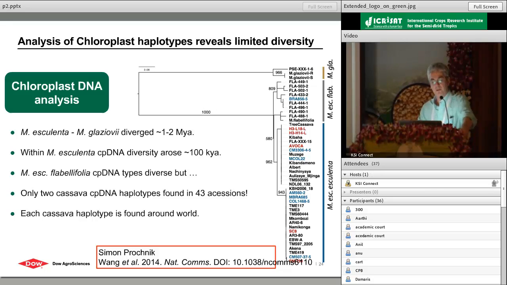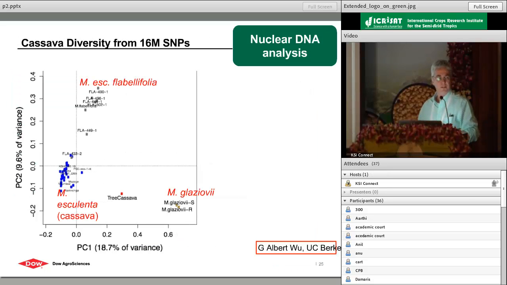If we go on to the nuclear genome, and we do a PCA analysis, this is from about 16 million SNPs from the whole genome data, we see 3 very clear clusters representing these species or subspecies, and a couple of samples that are in between. And so what we see here is that the tree cassava, this is that F1, and when I say tree, it's a very tall tree, not a small shrub like cassava. This is supporting the idea that this is an F1 between the 2 species.